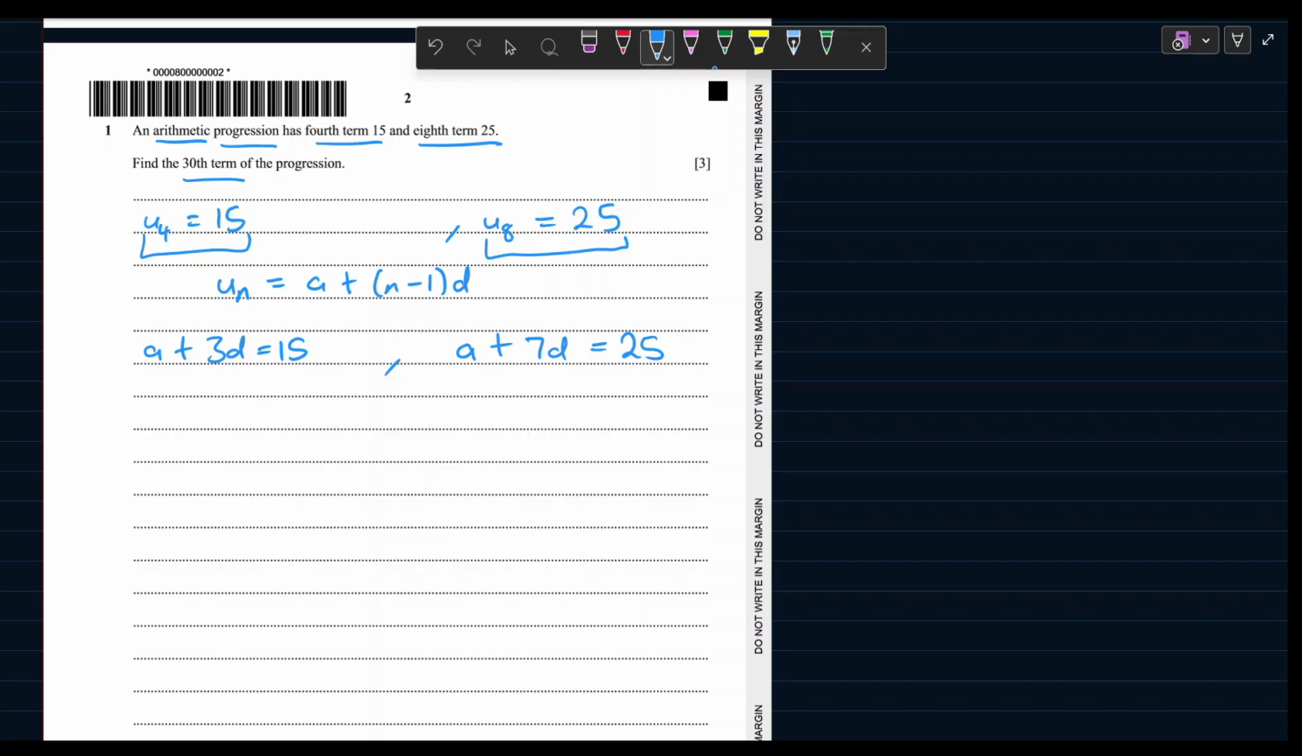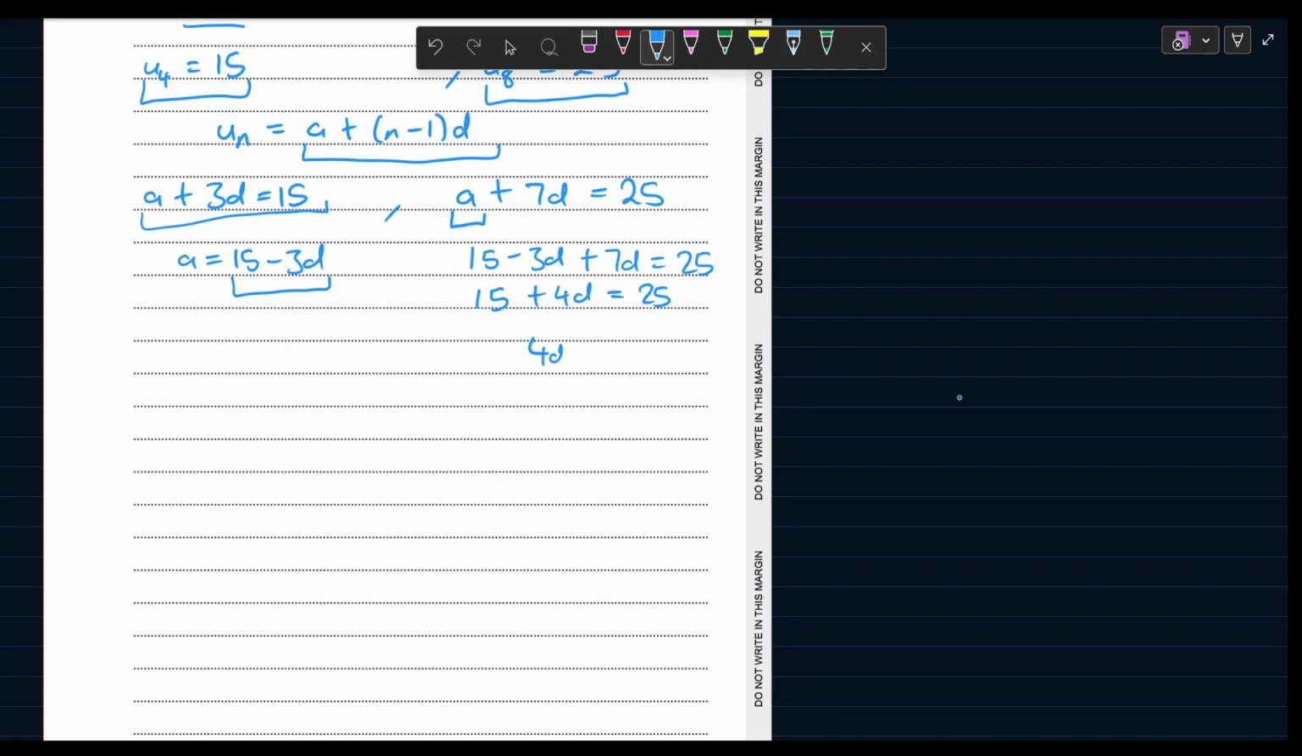So let's start by making a the subject of the formula in this equation. So a is equal to 15 minus 3d. We can go ahead and replace this a with 15 minus 3d, so that we've got 15 minus 3d plus 7d is equal to 25. So that's 15, and 7d minus 3d is positive 4d, and this is equal to 25. And so here we get that 4d is equal to 25 minus 15, which is 10. So divide both sides by 4, and you get that d is equal to 2.5.